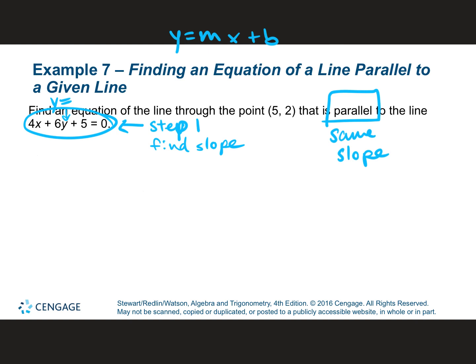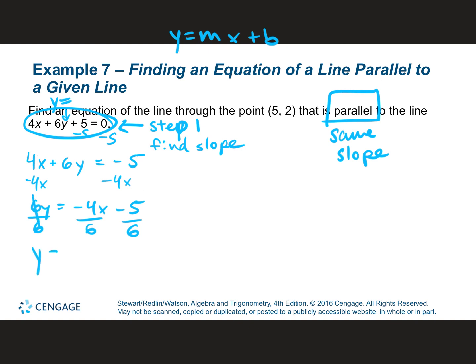I'm going to rearrange it. Let's subtract 5. So we have 4x plus 6y is equal to negative 5. What else can we do? Subtract 4x. So 6y is equal to negative 4x minus 5. Is it y equals yet? Not yet. What's the last step? Divide by 6. I want to divide everything here by 6.